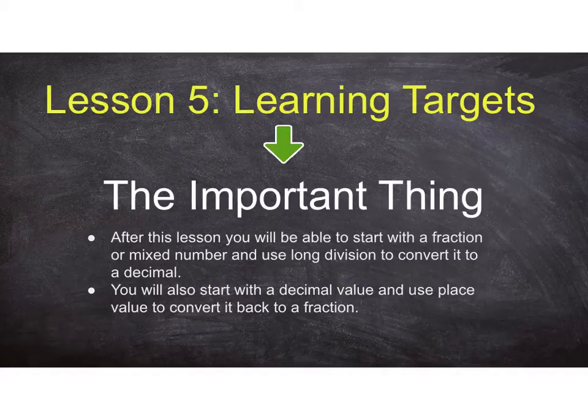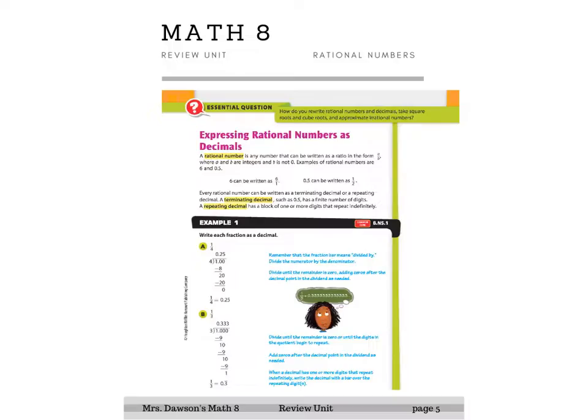Our learning targets for this lesson. After this lesson, you will be able to start with a fraction or a mixed number and use long division to convert it to a decimal. You will also be able to start with a decimal and use place value to convert it back to a fraction. Let's see what this looks like.